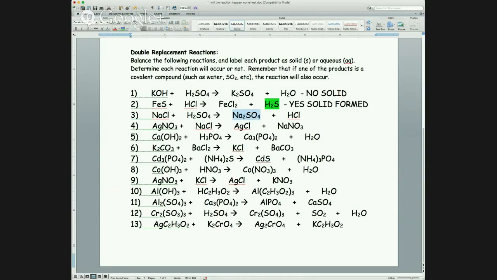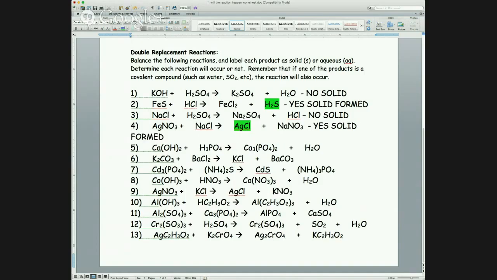Sodium sulfate. Sodium, alkali metal, it means that's a no. And hydrochloric acid, HCl. Well, it's a chloride, and hydrogen is not an exception to that. So no solid. Let's try the next one. Silver chloride. Chloride is a rule that says no. Is silver an exception? Yes, silver is an exception. So we don't even have to look at the other one. That's a yes right there. Yes, solid formed. Okay, good.